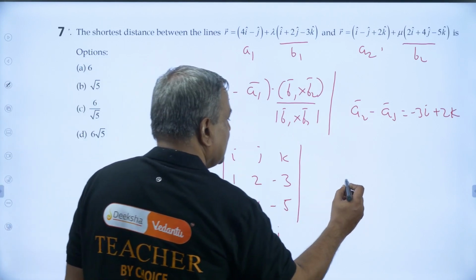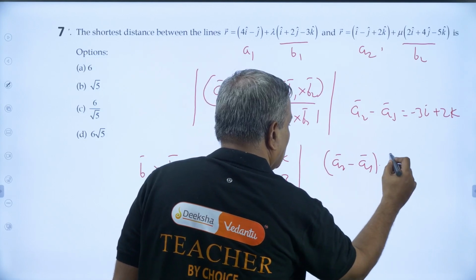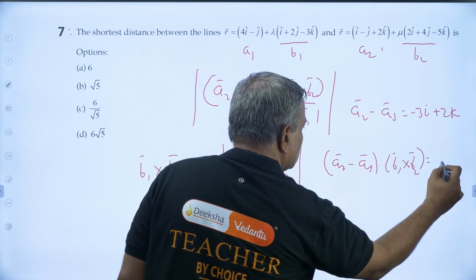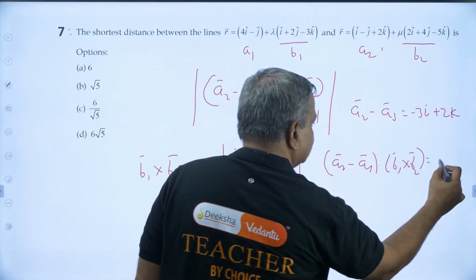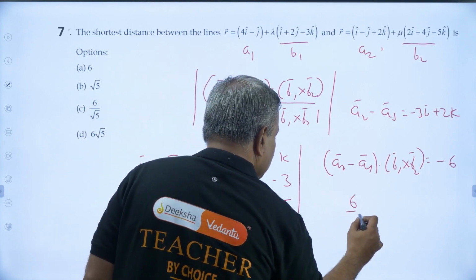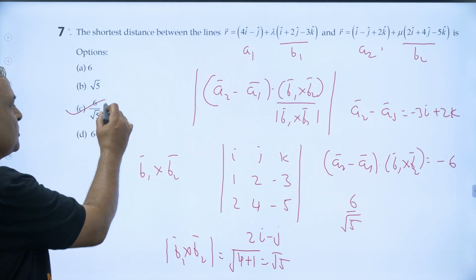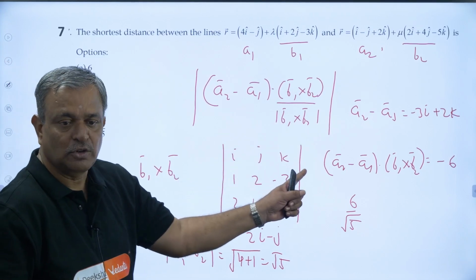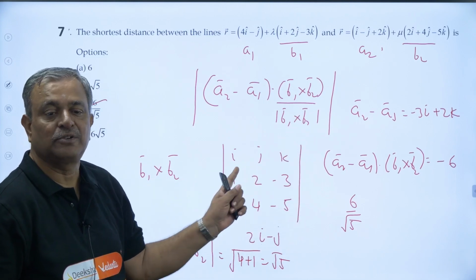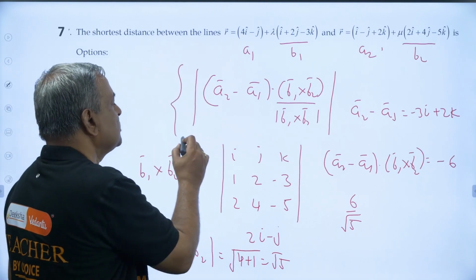So you substitute in the formula: A2 vector minus A1 vector dot B1 cross B2, you got minus 6. Mod is root 5. So final answer is 6 by root 5. Final answer is 6 by root 5, option C. So please remember this formula as a concept, A2 minus A1 dot B1 cross B2. Most of the students make mistakes in calculations. You must be good in calculations. This is the concept formula for shortest distance.